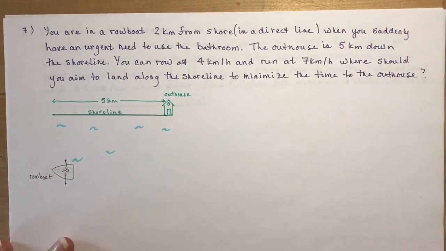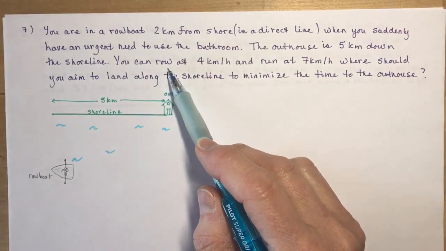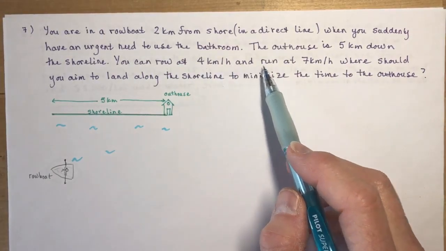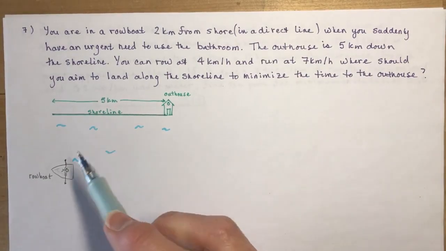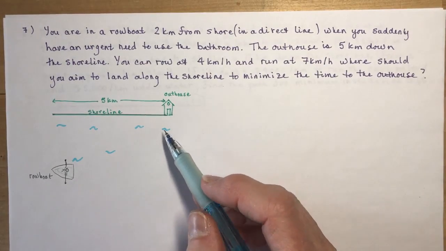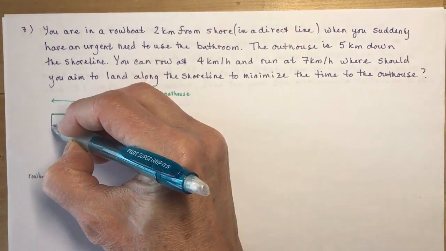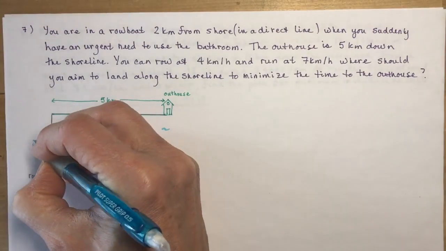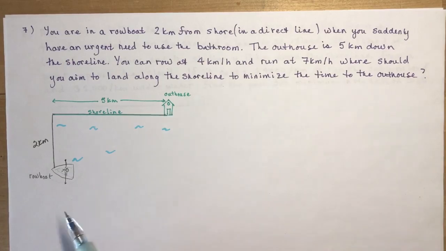You are in a rowboat 2 kilometers from shore in a direct line when you suddenly have an urgent need to use the bathroom. The outhouse is 5 kilometers down the shoreline. You can row at 4 kilometers per hour and run at 7 kilometers an hour. Where should you aim to land along the shoreline to minimize the time to the outhouse? Okay, so I've drawn a little diagram here for you. So here's your rowboat, and this distance from here to the rowboat we said was 2 kilometers. And there's the outhouse here, 5 kilometers down the road.